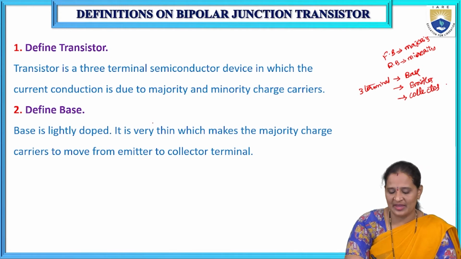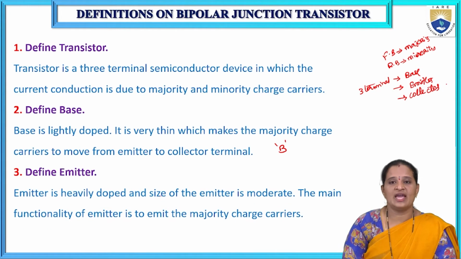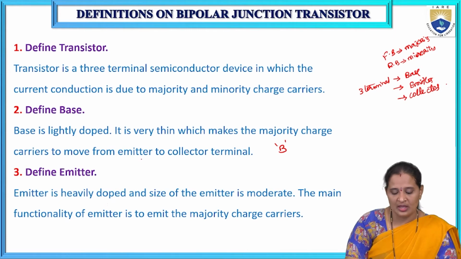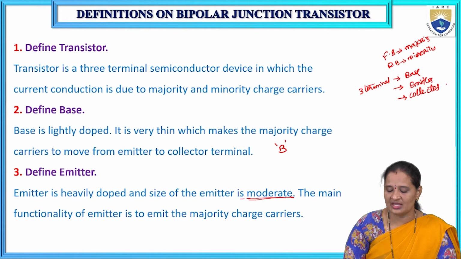This is base, and the base terminal is denoted by capital B. Coming to the emitter. How to define emitter? The emitter is heavily doped and the size of the emitter is moderate, whereas the base is lightly doped and very thin. Moderate in the sense that the size of the emitter terminal is greater than the base terminal but less than the collector terminal. So that is why we are calling it moderate.